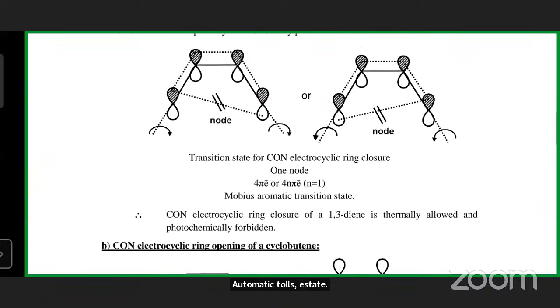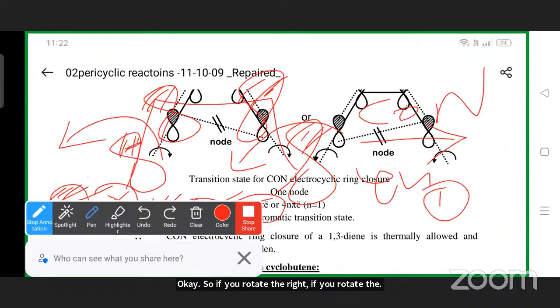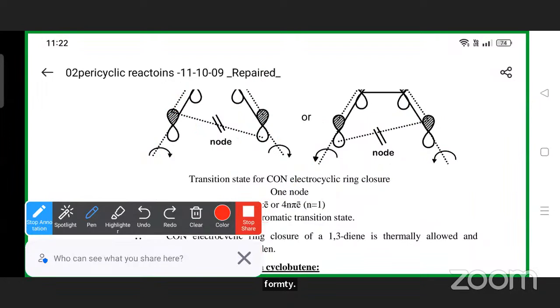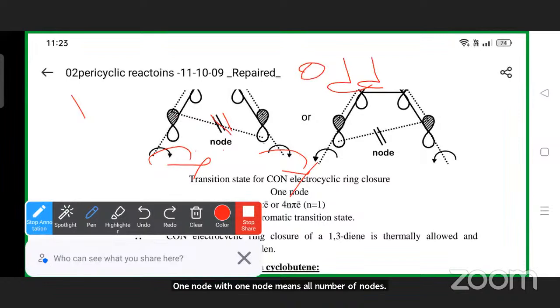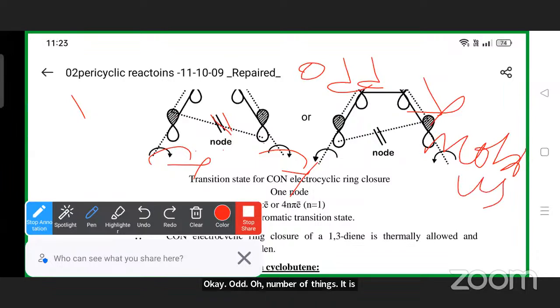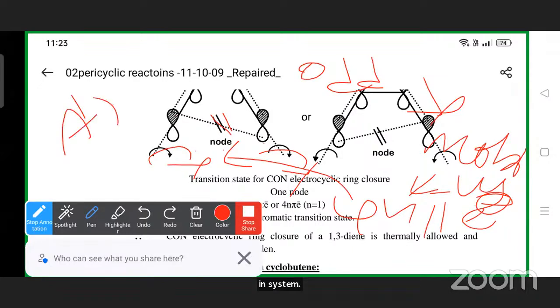If you rotate in the opposite direction, we are doing the conrotation where the rotation is in the same direction. Then this comes here, this comes here, so a node is formed, and this is one node. One node means an odd number of nodes, which means it is a Mobius system. In the Mobius transition system, it is a 4n pi electron system. Mobius aromatic transition state.